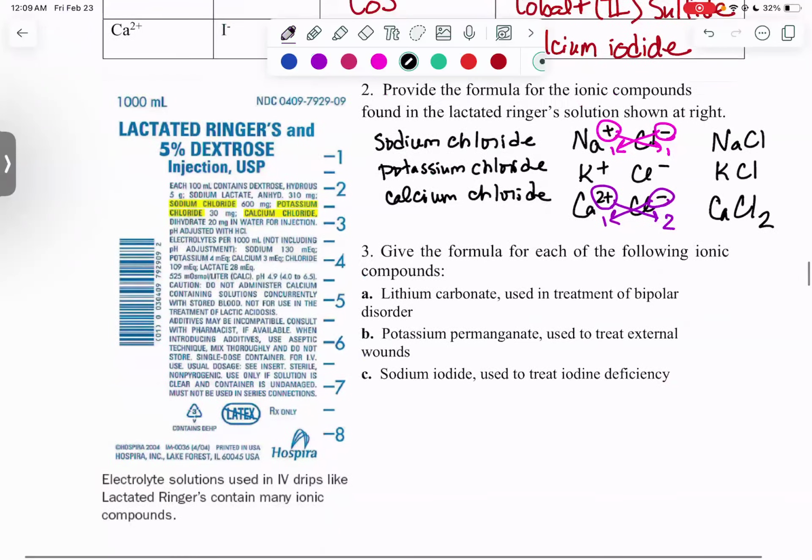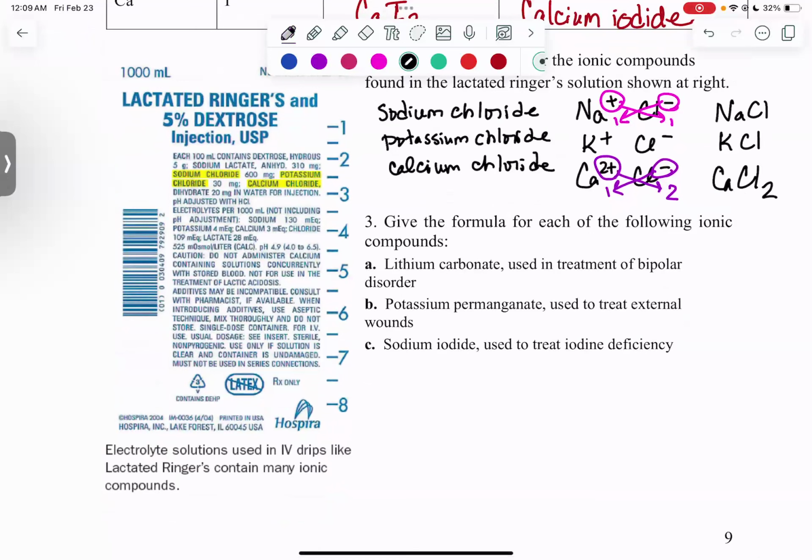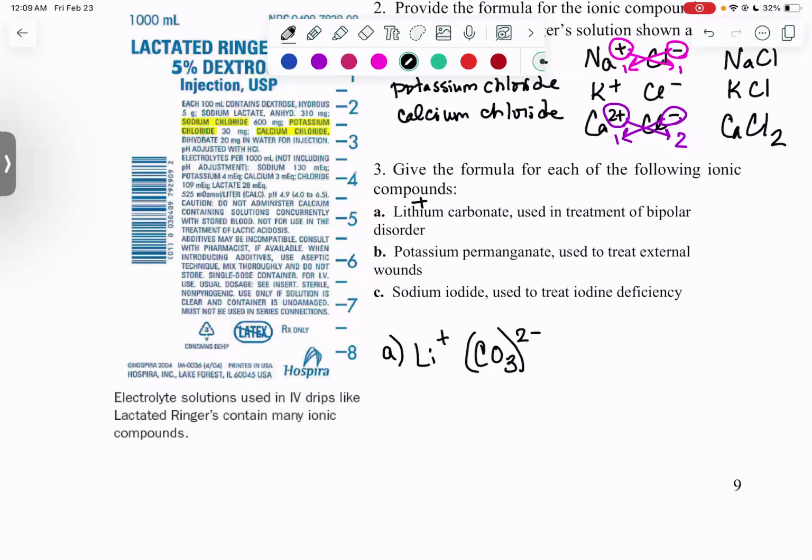The last one, give the formula. Okay, lithium. Lithium's going to be a +1, and carbonate. Well, let's come down here. I don't really have enough room. Okay, lithium is Li plus. Carbonate is CO3 2 minus. And remember, this should kind of be in a parenthesis, okay? And then we'll decide if we need to keep them.